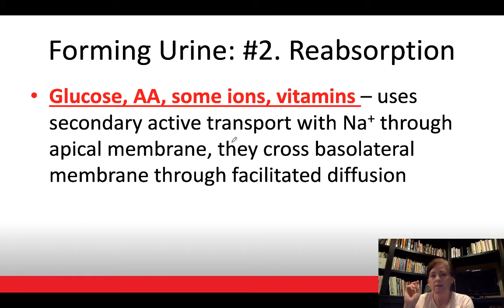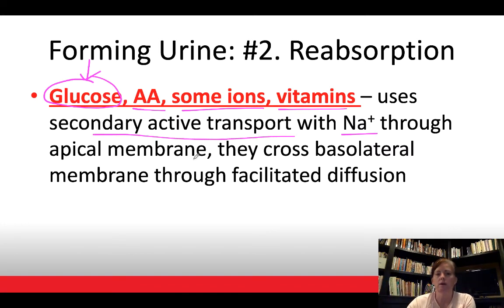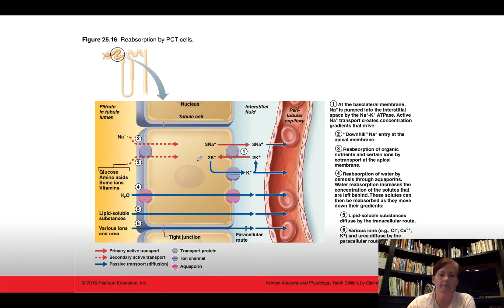Second one that you need to know is this. Glucose, super important, and it happens that a lot of amino acids, some other ions, and vitamins are also reabsorbed in this way. But I want to highlight the fact that glucose especially is paired with sodium and enters the tubular cell through secondary active transport across the apical membrane. And then once it gets into the cell, it's going to cross the basolateral membrane through facilitated diffusion. I've got that here.